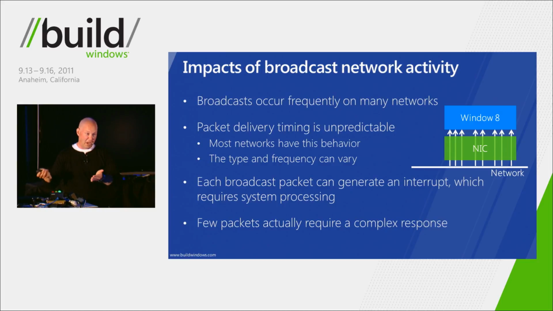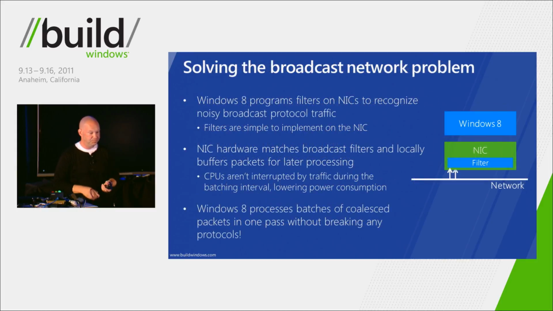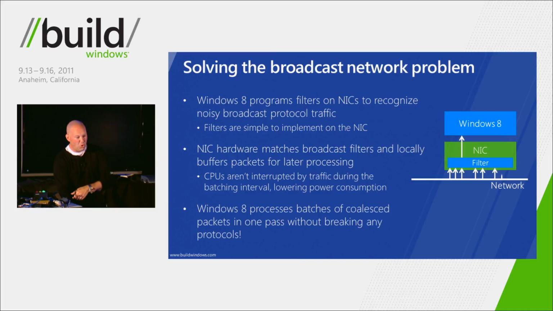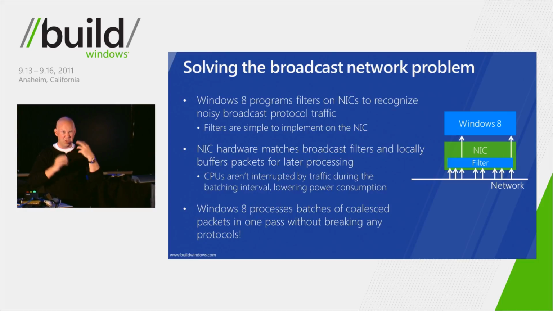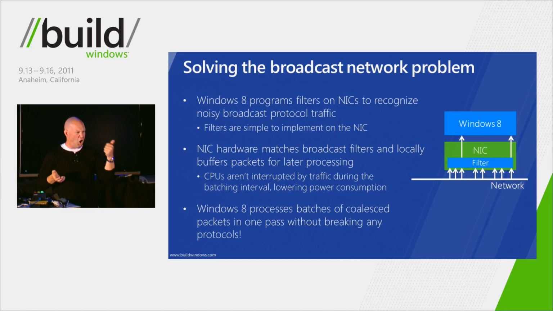Now, what's interesting about broadcast activity is that few packets actually require a complex response. A lot of them can be discarded, and only some of them require some big response. So, with that in mind, we set out to come up with a solution for Windows 8 that's going to help address this broadcast activity. So what we do is we program filters on the network adapter to recognize what we call these noisy broadcast patterns. When I'm talking about broadcast traffic, we're talking about ARP, LLMNR, neighbor discovery, SSDP. There are all sorts of patterns out there that you may run into.